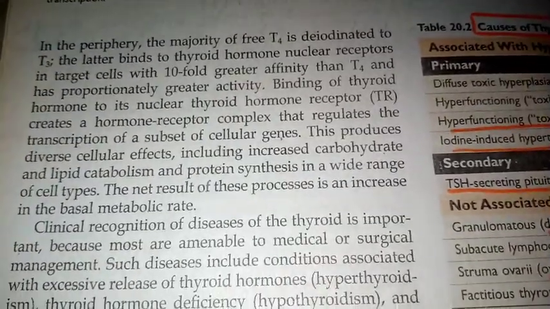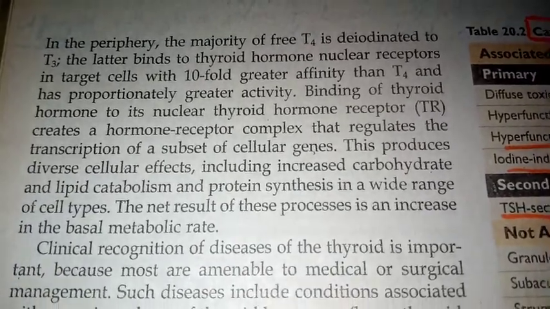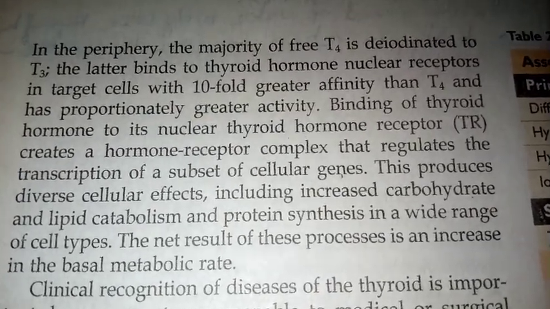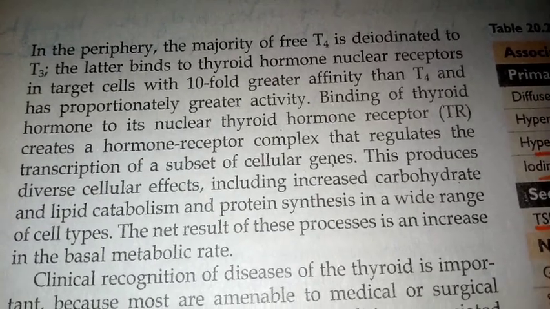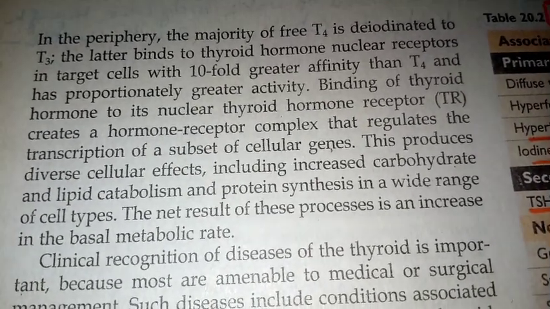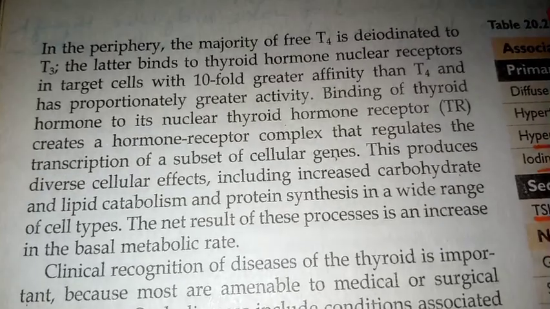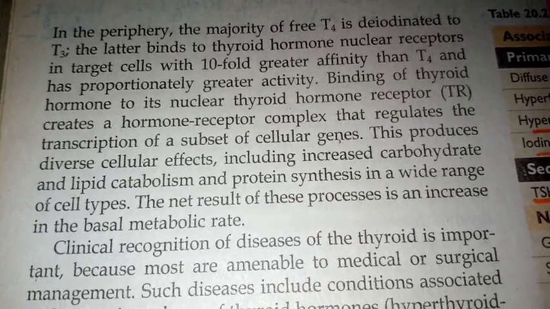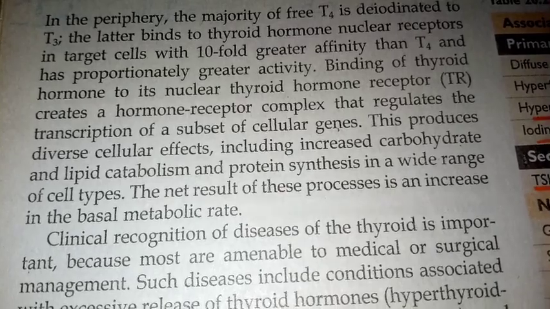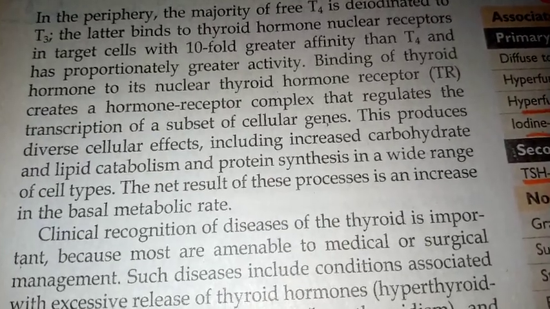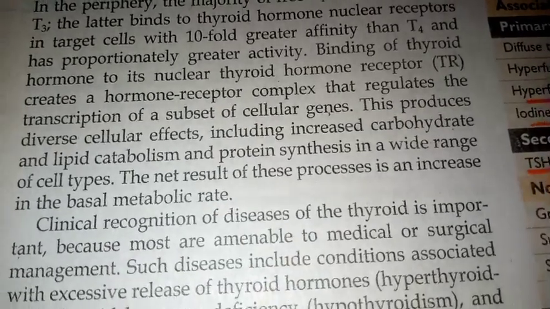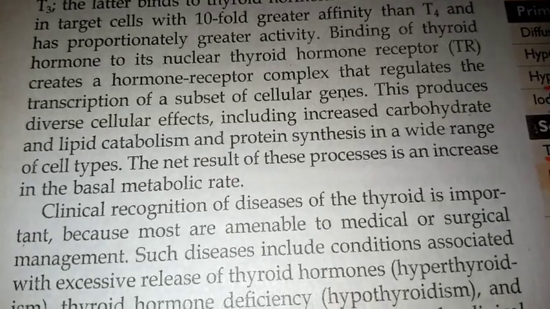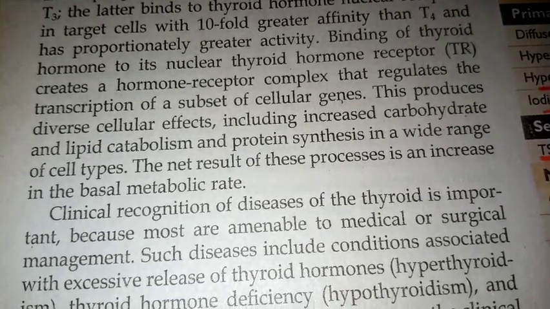In the periphery, the majority of the free T4 is deiodinated to T3. T3 binds to thyroid hormone nuclear receptors in the target cell with tenfold greater affinity than T4 and has proportionally greater activity. Binding of the thyroid hormone to its nuclear thyroid hormone receptor, which is TR, creates a hormone receptor complex that regulates the transcription of a subset of cellular genes. This produces diverse cellular effects, including carbohydrate and lipid catabolism and protein synthesis.